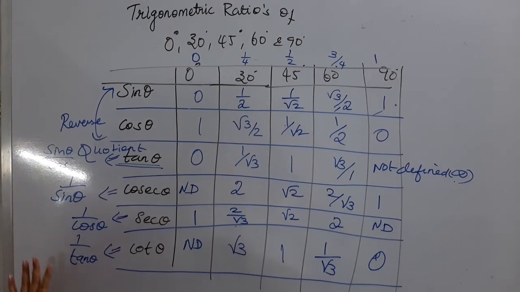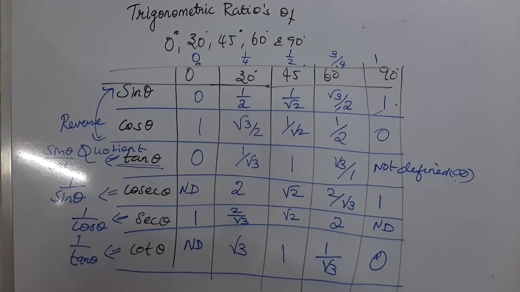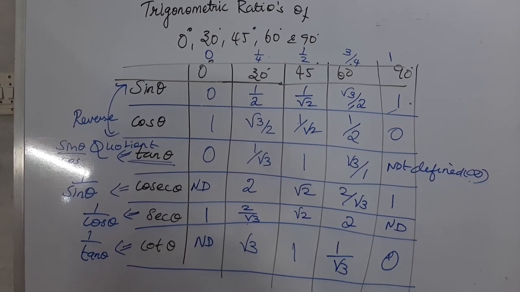Using this trigonometric ratio table for all these 6 trigonometric ratios with respect to angles 0, 30, 45, 60 and 90, we are going to solve exercise 8.2.